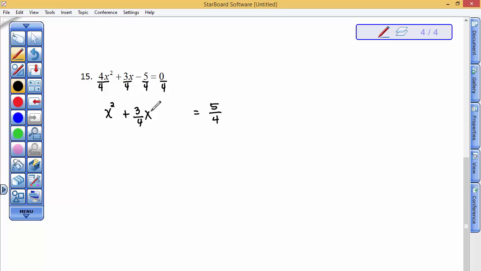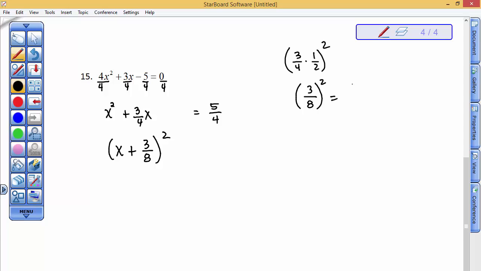Now we have to take our b value, the 3/4, and cut it in half. That'll be 3/8. That is the number that this is going to factor into, x plus 3/8, that quantity squared. But don't forget, when you cut it in half, you've got to square it. And 3 times 3 is 9, and 8 times 8 is 64. So I do have to be careful to add 9/64 to both sides of this problem.